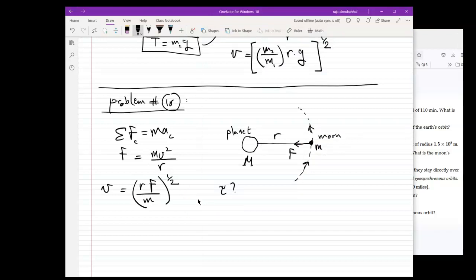Correct? So let's do it. From this formula, I will get V. And then I'm going to go, well, V equals omega R, so I can get omega, right? In this case. And then from omega, I can get what? I can get F, because omega equals 2 pi F.